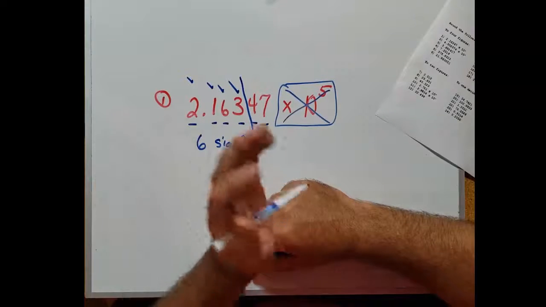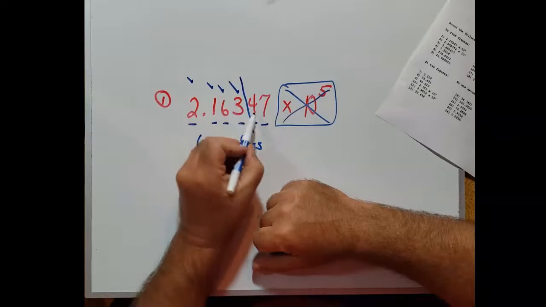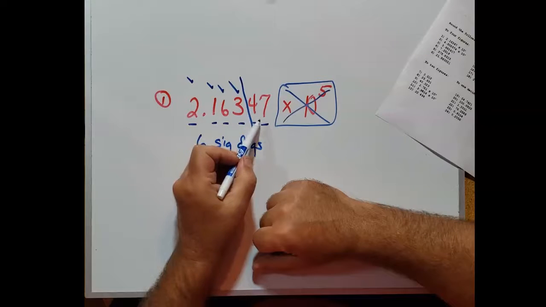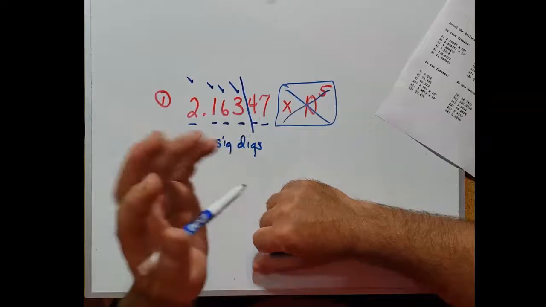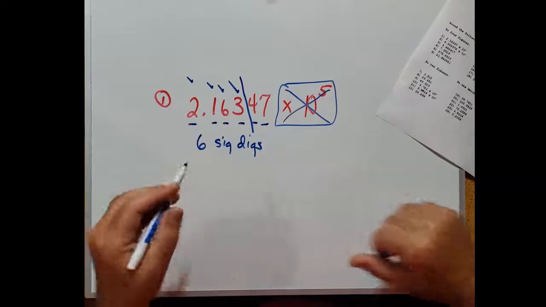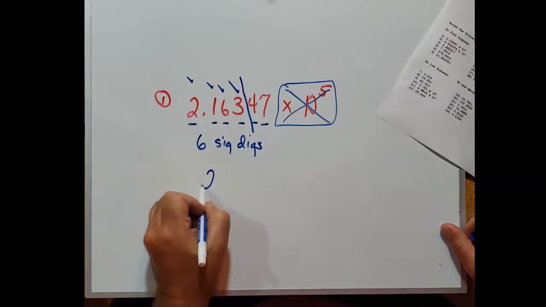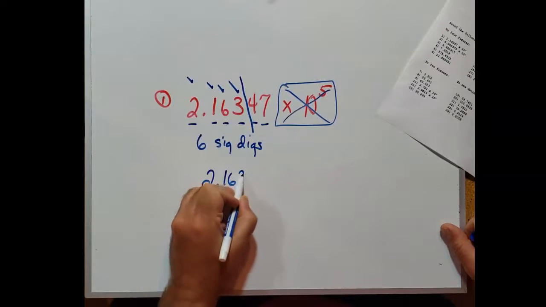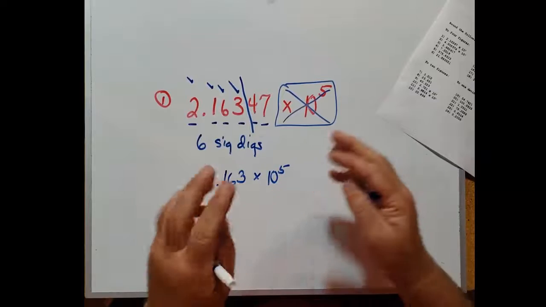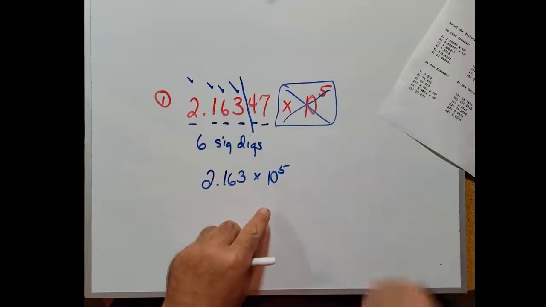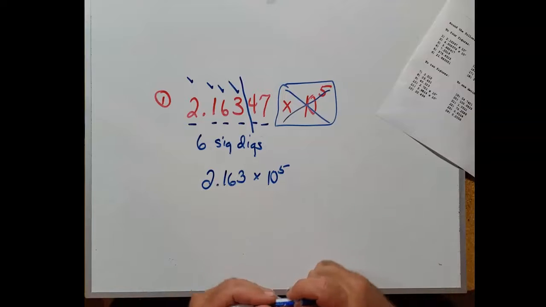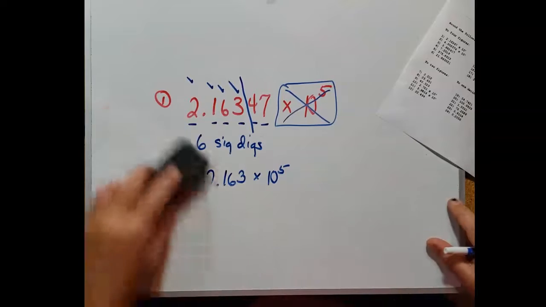Except we just don't cut them off. We have to look at the first number that we're cutting off, the 4, and apply rounding rules. The first rounding rule is 0, 1, 2, 3, 4. We round down, which really means we keep it the same. So the answer would be 2.163 times 10 to the 5th. Even though we don't really look at this to determine rounding or sig digs, make sure you put it back on the answer. Otherwise, it will be wrong. All right.